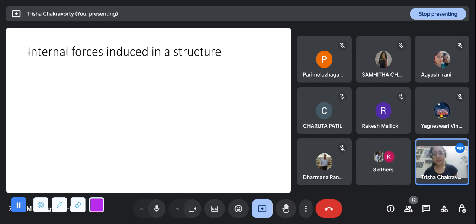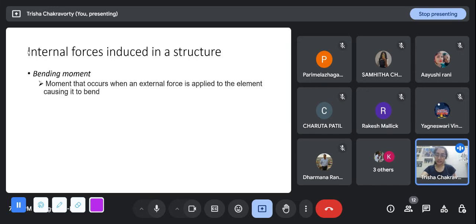So we go into the types of internal forces induced in a structure. The first is bending moment. It is the moment that occurs when an external force is applied to the element, causing it to bend. It is very easy to visualize. If this is a beam and you apply a force here, it will bend in a profile like this. Suppose it is supported at the two ends, and you apply a downward force or upward force at the midpoint, it will bend like this or this.